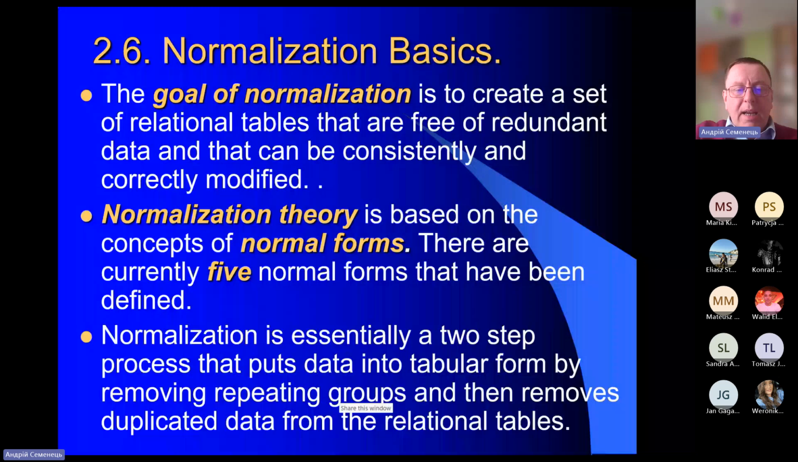An optimal database structure could be achieved through the so-called normalization process. The goal of normalization is to create a set of relational tables that is free of redundant data and can be consistently and correctly modified. Normalization theory is a set of theory based on relational algebra and introduces the concept of normal forms. There are 5 of them, but usually normalization ends up with the third normal form.